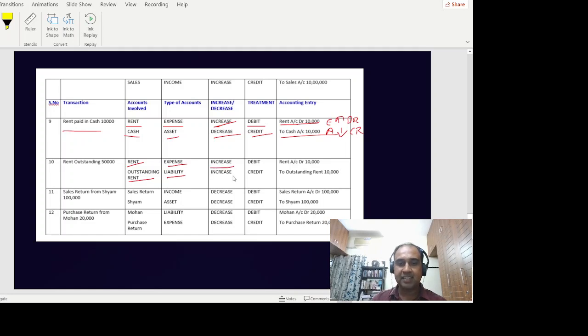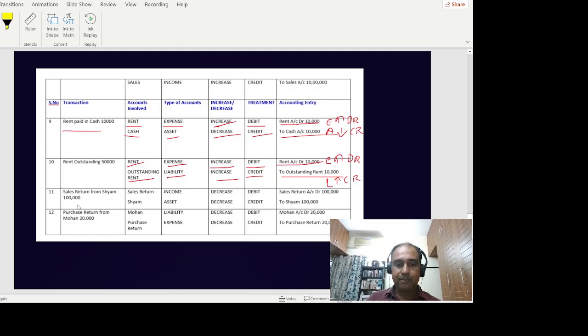When expenses increase, what do we have to do? Debit. Rent account will be debited. And when liability increases, what do we have to do? We have to credit. Accounting entry will be rent account debit to outstanding rent. Why is rent debited? Expense increase means debit. Why is outstanding rent credited? Because liability increase means credit. Clear, guys? Are you with me?